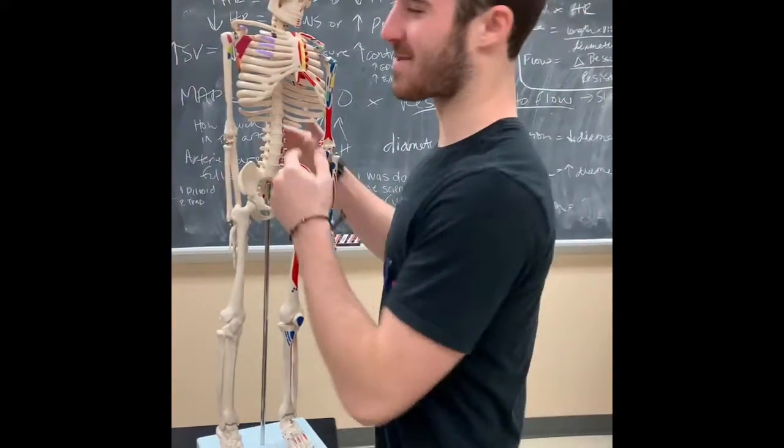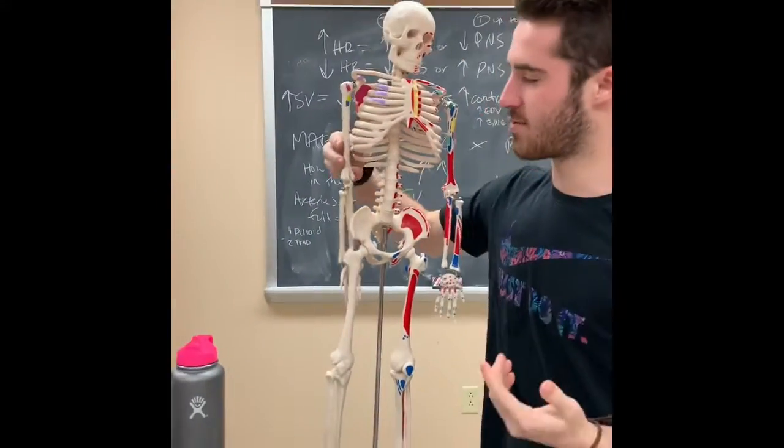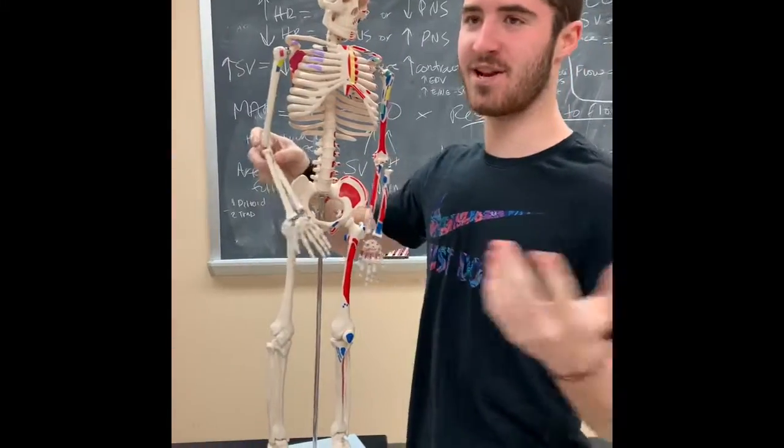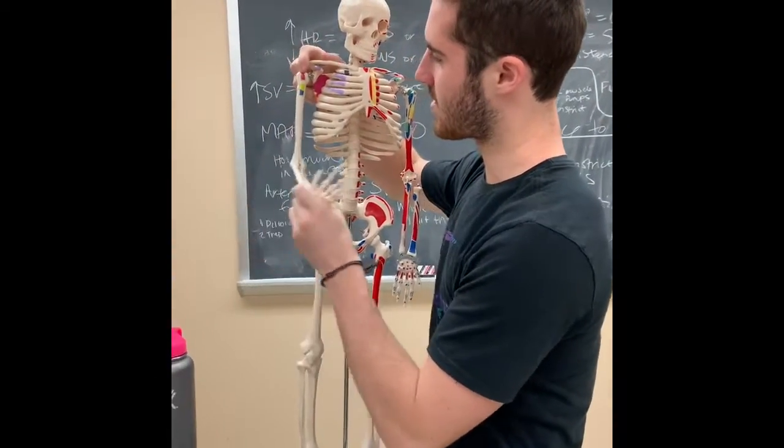All right, so I got the subscapularis. So the origin's right here, the insertion's right here, and then it's a medial rotate. So if you come in from right here, the muscle rotates inward like this.